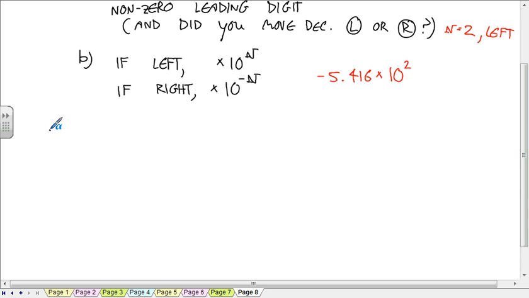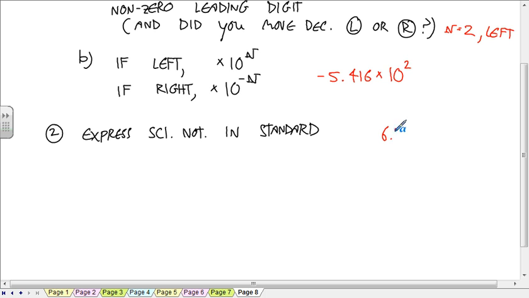Okay, the second method is to express a number in scientific notation in standard notation. And for this example, I'll use 6.52 times 10 to the minus fourth. We want to express that in standard notation.